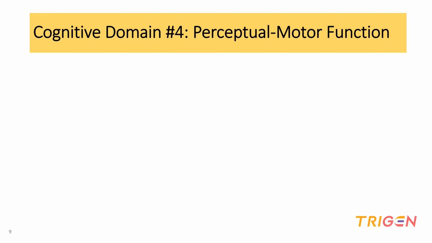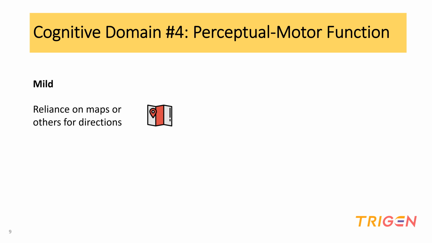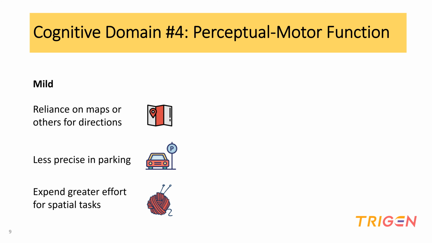The fourth domain is a perceptual motor domain. Mild symptoms may involve reliance on maps or others for directions. Some may find themselves lost when not concentrating on the task. If the elderly can drive, they may be less precise in parking. Whereas for some elderly, they may expend greater efforts for spatial tasks such as carpentry, assembly, or knitting.